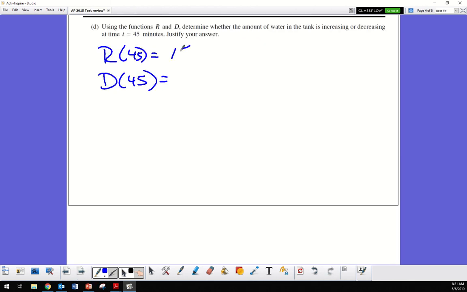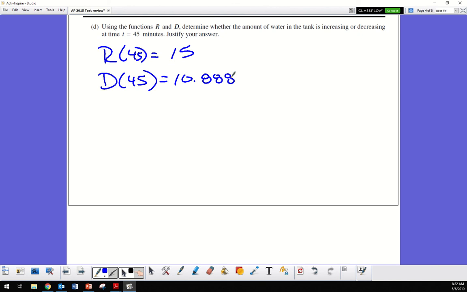So R is 15. What would I do to figure out D of 45? Don't you just plug it in? Yeah, just plug that one in. It comes out to be 10 something, I think. Give me a second. 10.888. Okay.